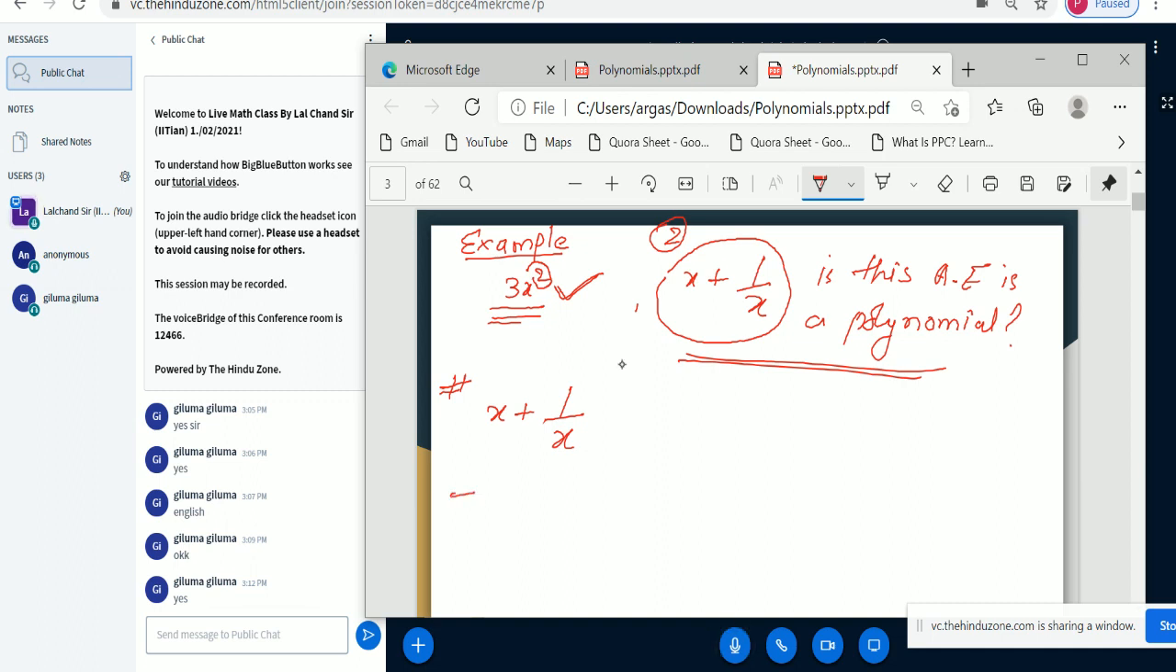If I write this x plus x to the power minus 1, I can write this term as x plus x to the power minus 1. Here, if I check the first term, x to the power 1, the power is a whole number. But in case of the second term, the power is minus 1. Minus 1 is not a whole number. So this is not a polynomial.